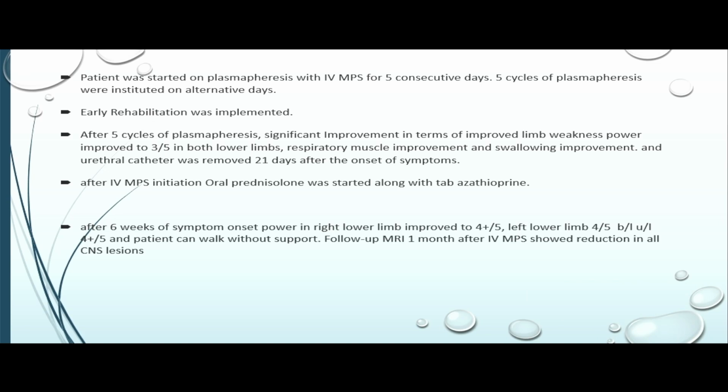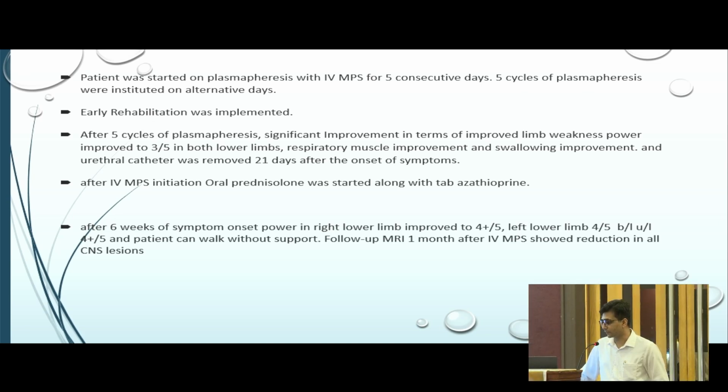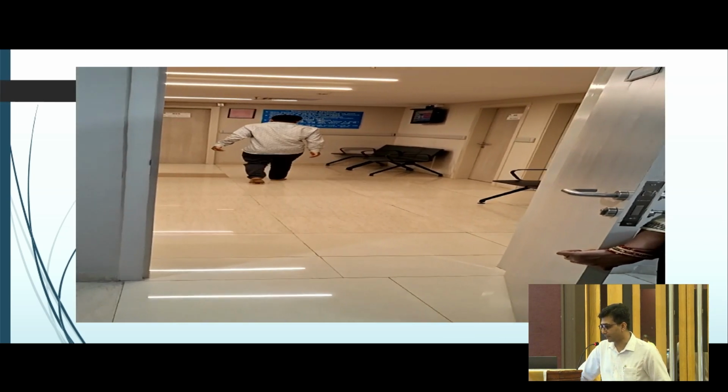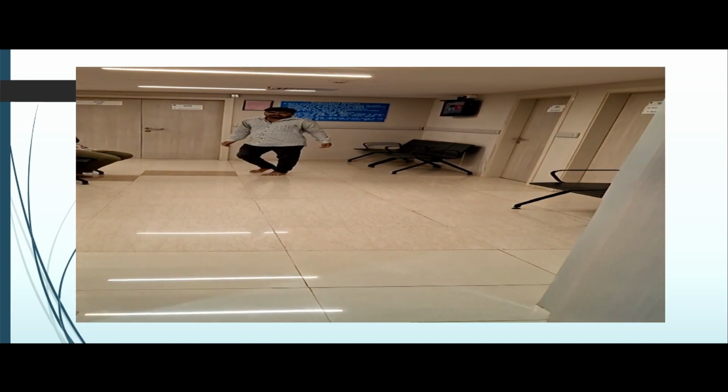After IV MPS initiation, oral prednisolone was started along with azathioprine. After 6 weeks of symptoms, the power in the right lower limb improved to 4+, the left lower limb is 4/5, the upper limb is also 4+/5, and the patient can walk without support. Follow-up MRI 1 month after IV MPS also showed reduction in all CNS lesions. So this was the gait after 6 weeks.